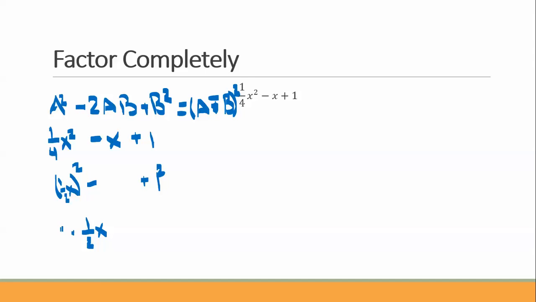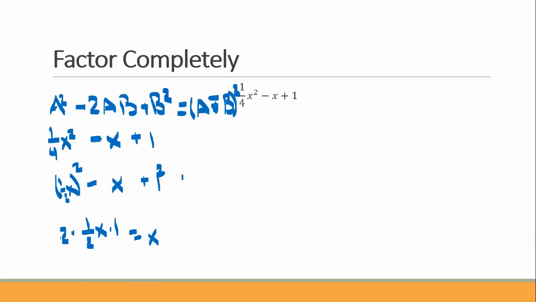And we need to multiply that by 2. And we need to multiply that by b, which is 1. We're saying our a is 1/2 x and our b is 1. 2 times a, which is 1/2 x, times 1. Does that turn out to be just x? Sure enough, 2 times 1/2 is 1, and 1 times x is equal to x. So this does work out.